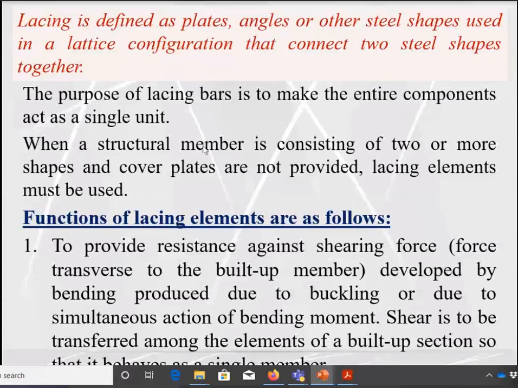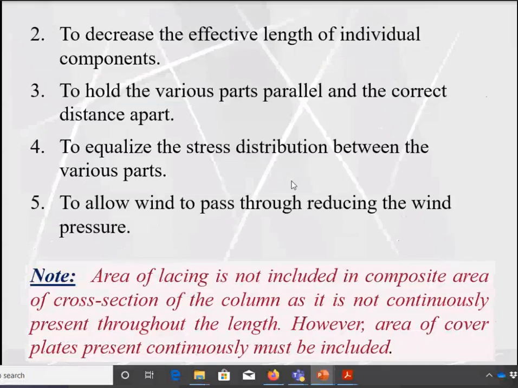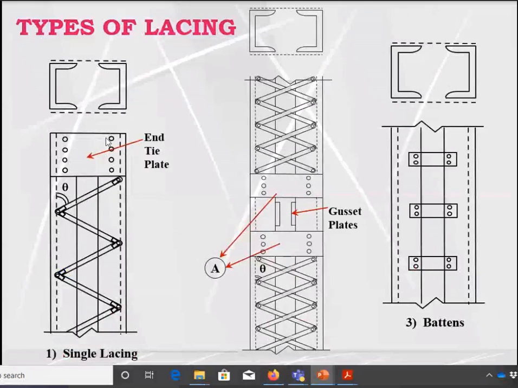When a structural member consists of two or more shapes and cover plates are not provided, lacing elements must be used. I will explain this point later. First of all, I will show you the lacing. Here the types of lacing are given, and then I will also explain the function.